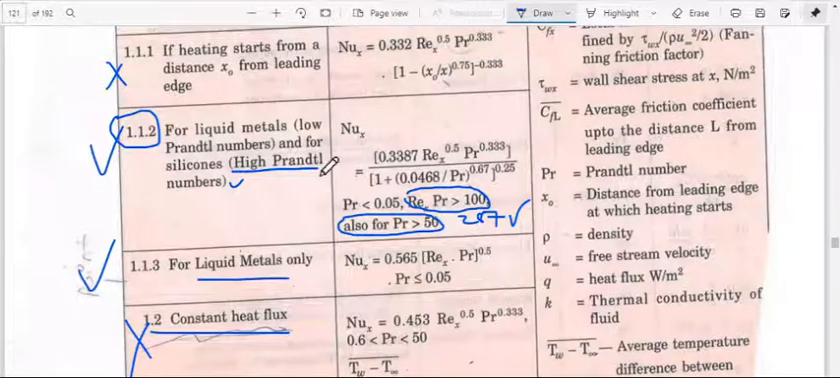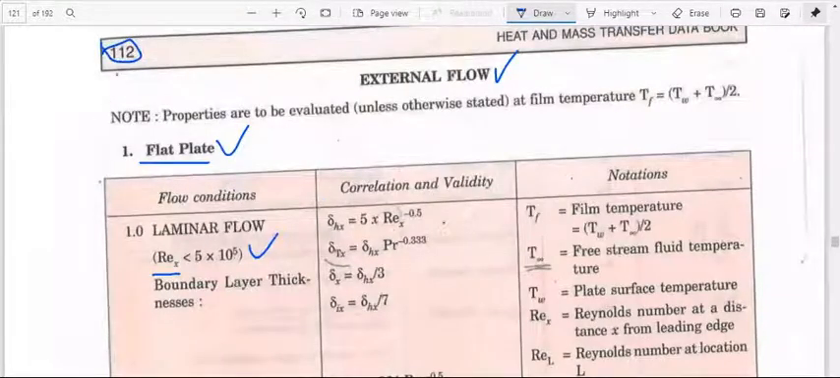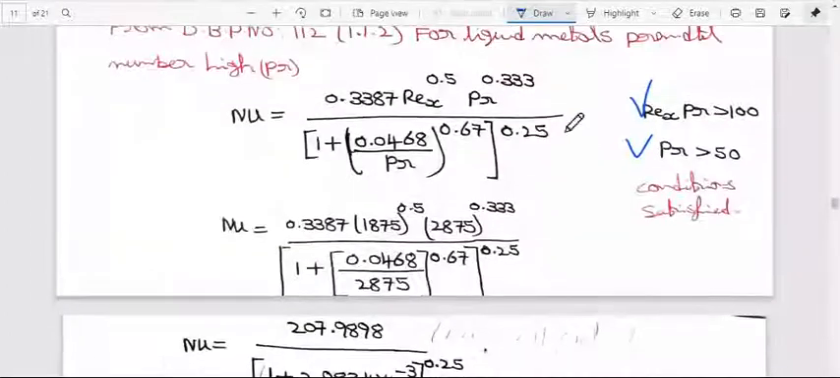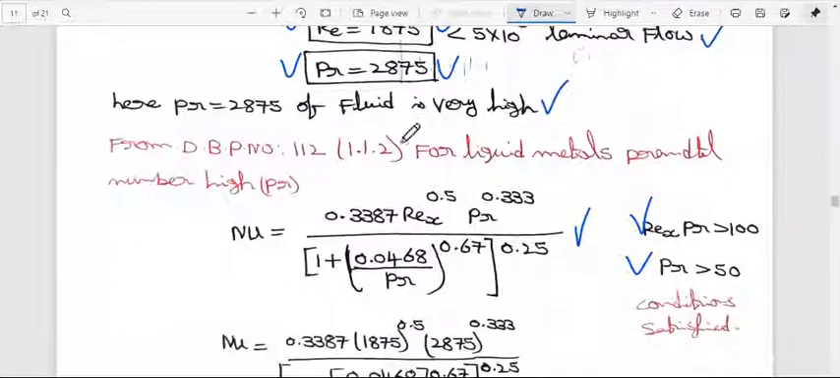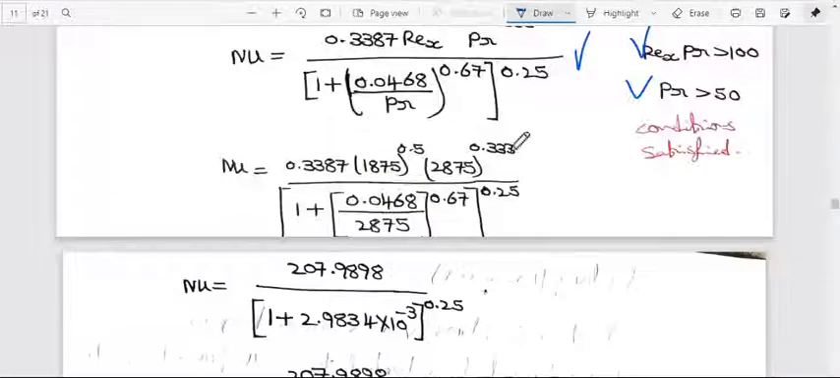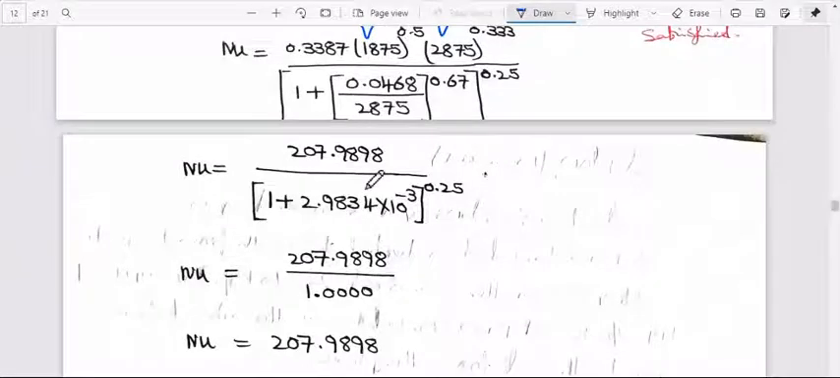So now we consider Nux equal to this formula from data book page number 112. Here this is the formula. We need to substitute the Re value, 1875, and the Prandtl value, 2875. We substitute these values and calculate. After calculating, Nu is equal to 207.9898.